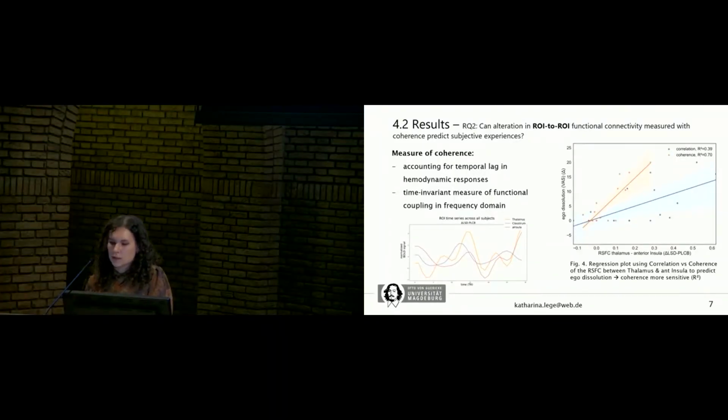So you can see that coherence between the thalamus and the anterior insula, this is the orange line, could explain more additional variance of ego dissolution ratings. So if you look at the blue line, this was with correlation. There, the model fit was not that good. So somehow in this sample, the coherency was better to explain variance on ego dissolution ratings.